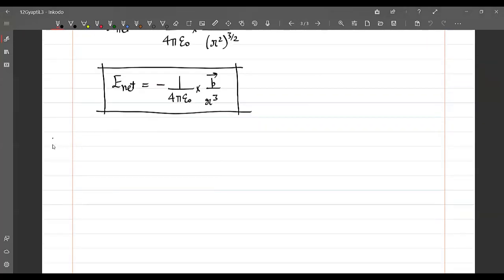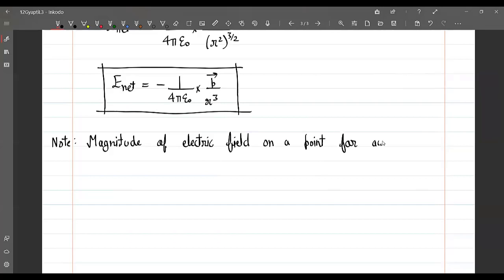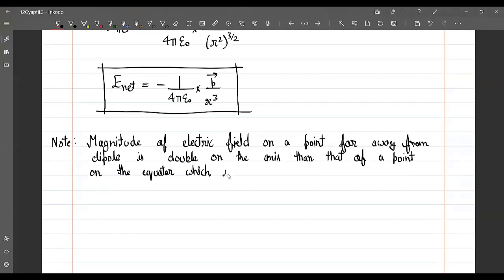I'll write here: magnitude of electric field on a point far away from dipole is double on the axis than that of equator, which is at the same distance.